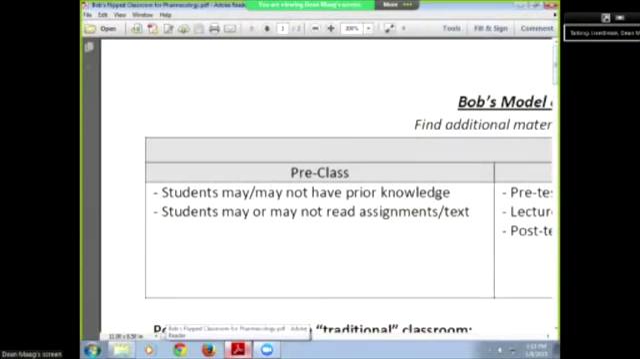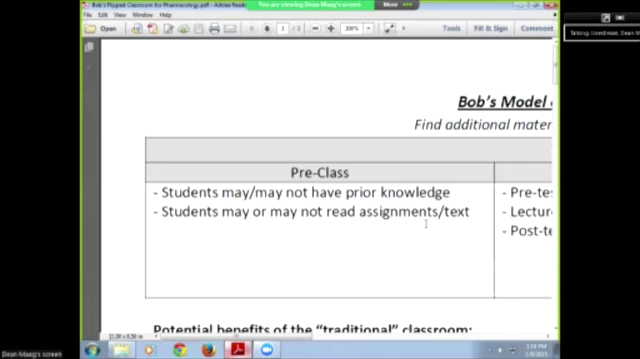So in the traditional model, which is the sage on the stage model, where the teacher comes in and gives a lecture, there's pre-class work. But there's supposed to be pre-class work where the students might or might not have prior knowledge. So you might have nurses, might have paramedics, you might have people that... I gave a lecture last year on diagnostic tests in neurology, so EEGs and all, and I had a student that had done that for 10 years, so she knew way more than I did about it. And they may or may not read their reading assignments.